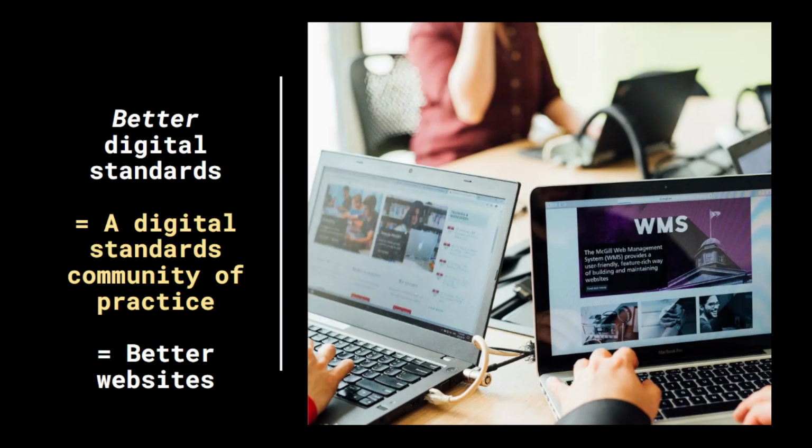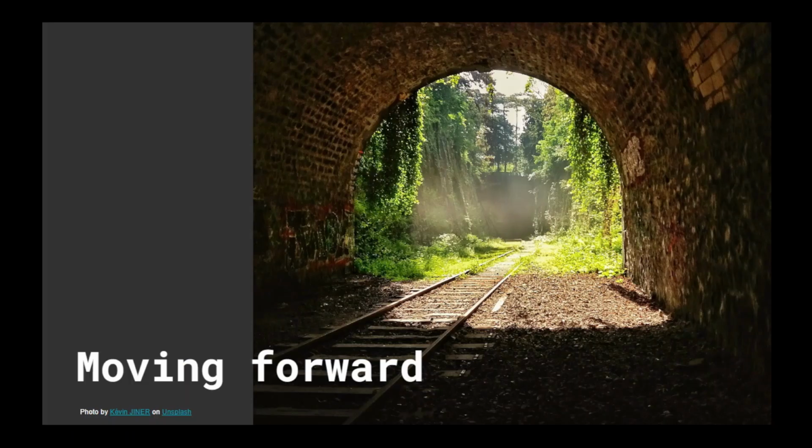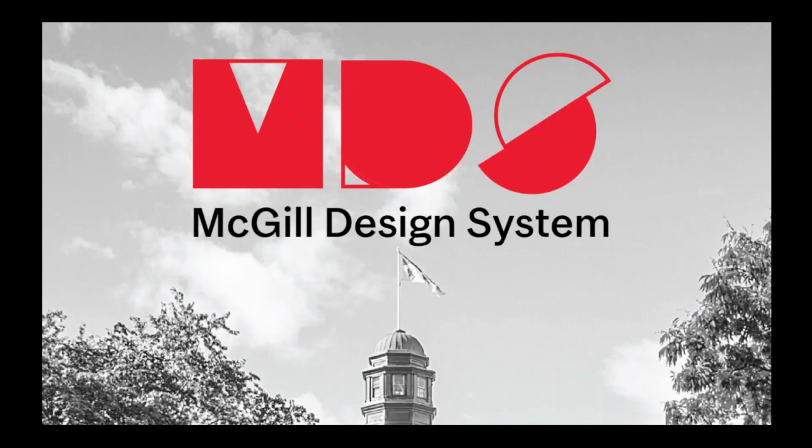What we've wound up with is creating better digital standards, which has resulted in a digital standards community of practice, which is what is creating our better websites. So I'll just give you a few glimpses of what's currently in the pipes for us related to our digital standards community of practice. The success and our ability to launch some of these projects, I don't think would have been possible if we had not had a digital standards community of practice. We probably could have launched this, but I don't think it would have the same uptake.